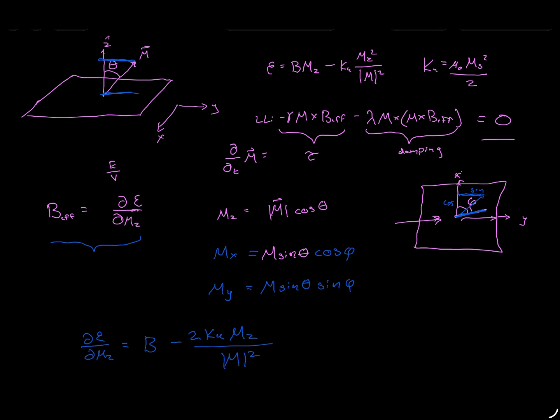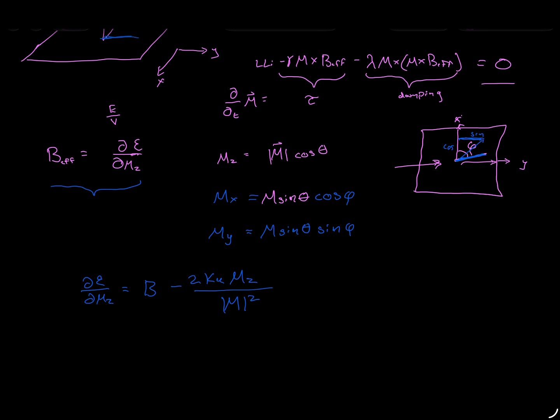Okay? Now, it's important to note that this problem is stating that there is this magnetization vector and it is not moving. There's no torque whatsoever in any direction. So that means that m cross b effective is 0.